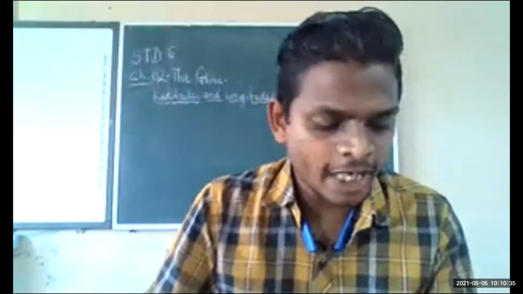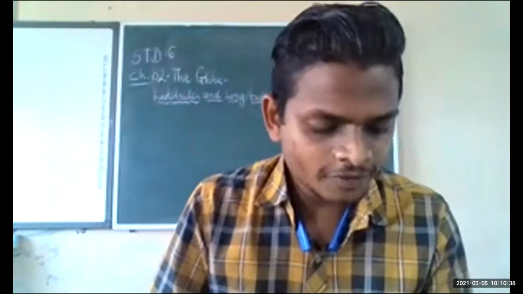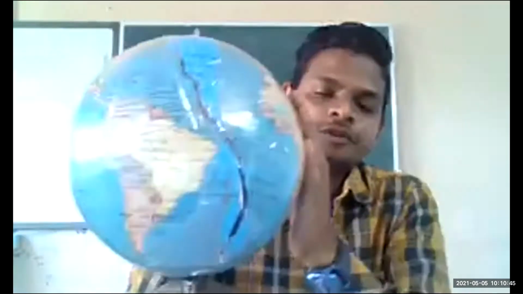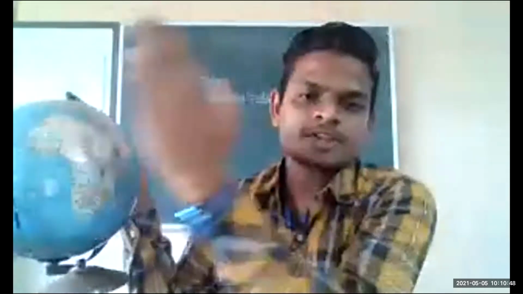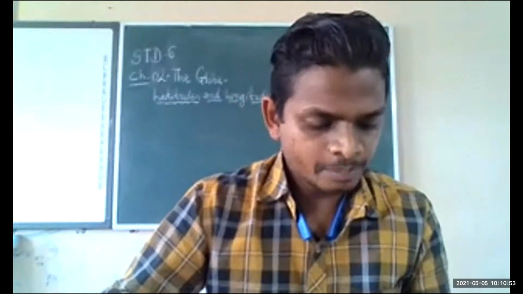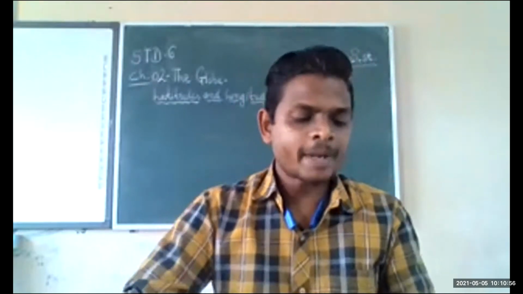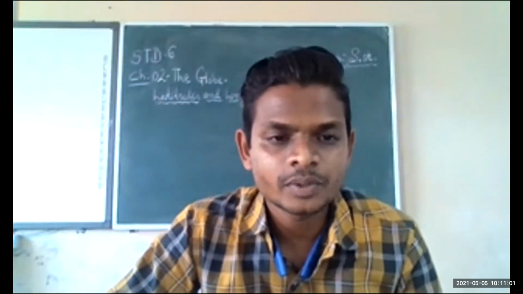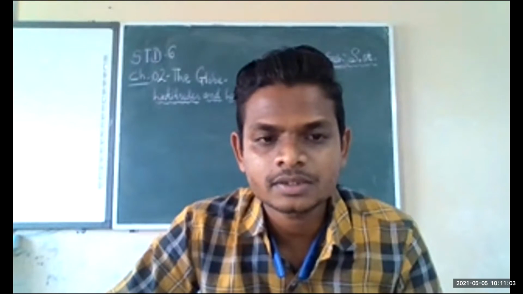So the globe has two types of circles. The first type of circle runs from west to east, and is parallel to the equator. These are called parallels or latitudes. I am sharing the screen, and you will understand. Okay, dear students, here I am going to show you.